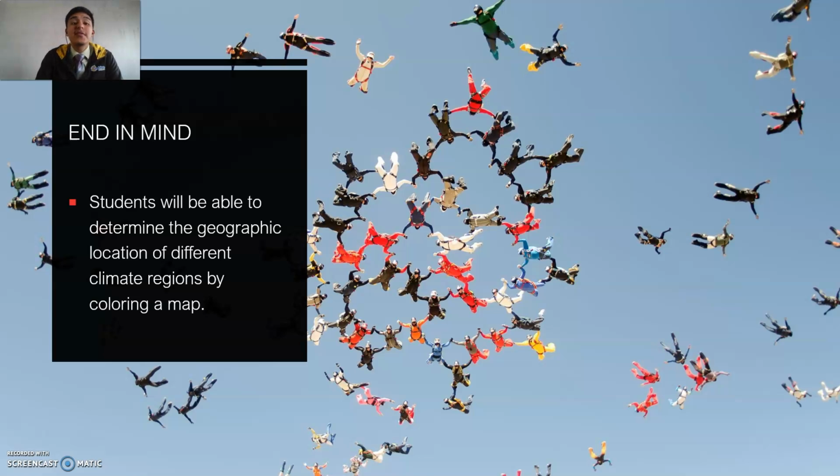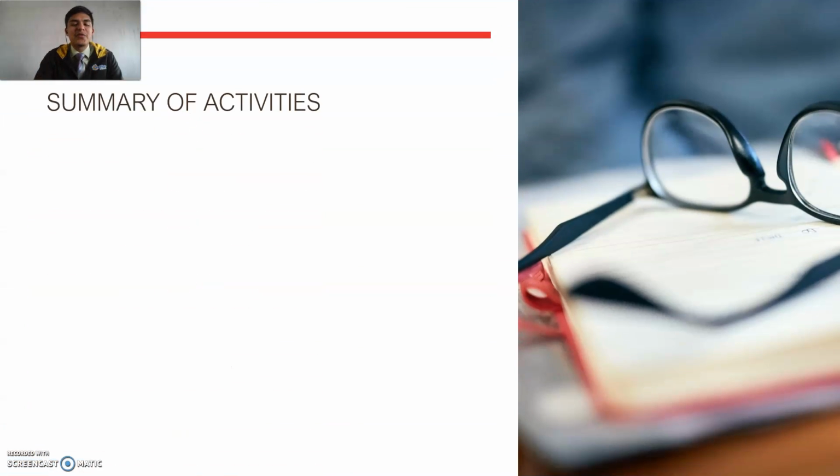The students will be able to determine the geographic location of different climate regions by coloring a map. And of course, our ending mind is related to the summary of activities that we have for today.